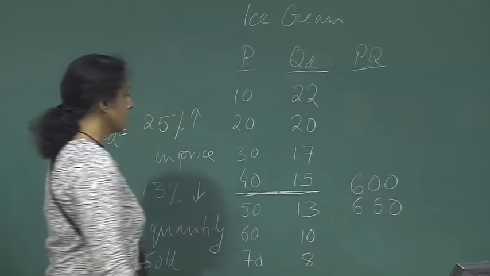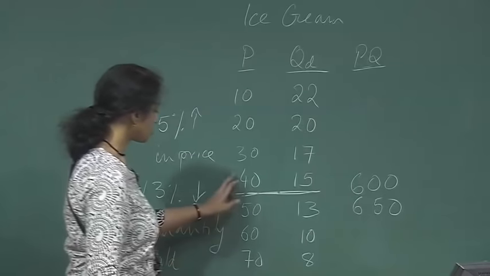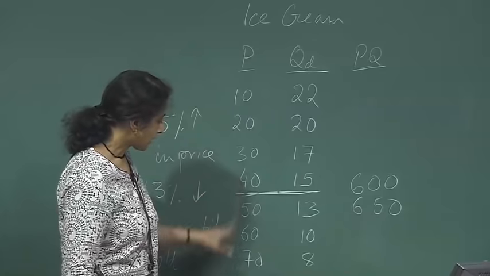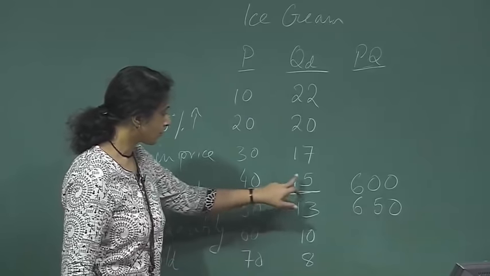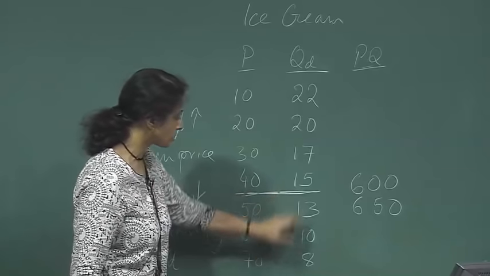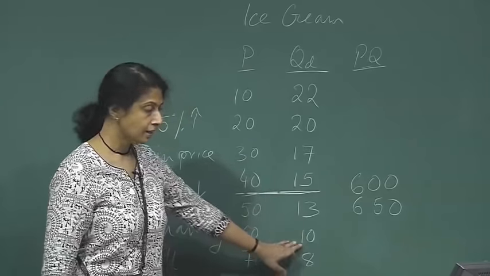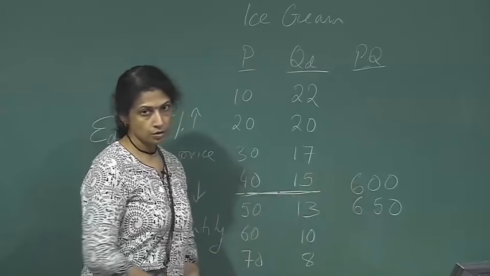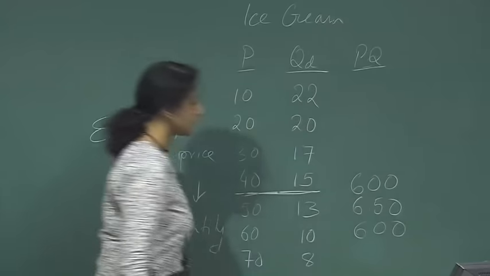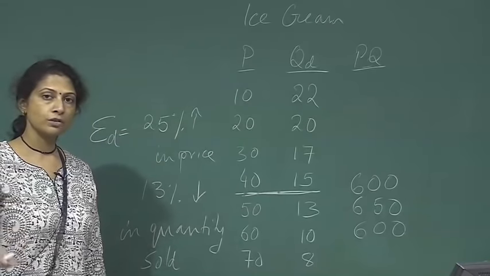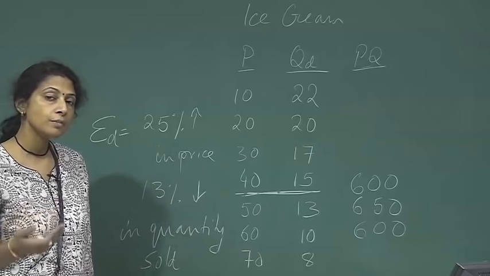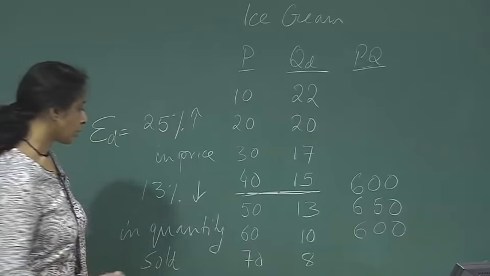Okay. Now, if I decide to increase it to 60, then what happens? The price has increased to 60 and my quantity has fallen to 10, but my total revenue continues to be 600. So in that case, the same amount of increase in price is leading to the same amount of decline in quantity.